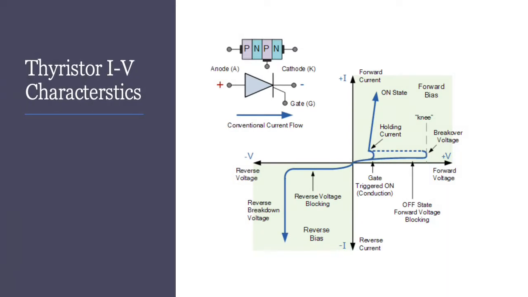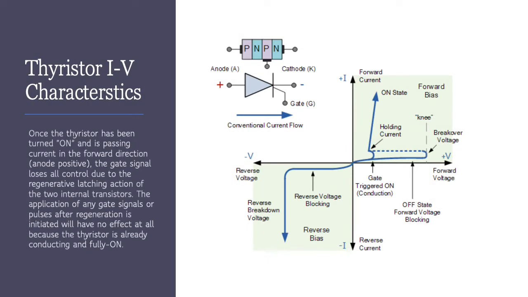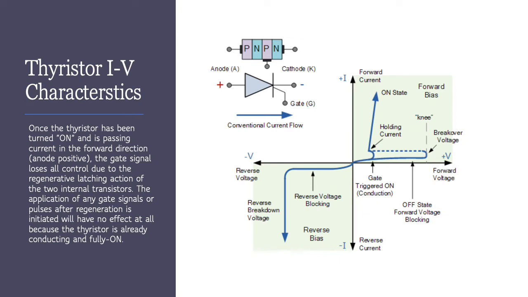The IV characteristics of a thyristor. Once the thyristor has been turned on and is passing current in the forward direction, with the anode positive, the gate signal loses all control due to the regenerative latching action of the two internal transistors. The application of any gate signal or pulses after the regeneration is initiated will have no effect at all because the thyristor is already conducting.